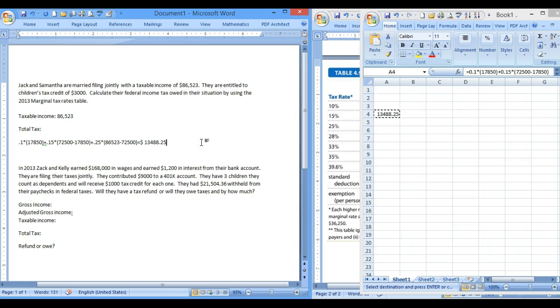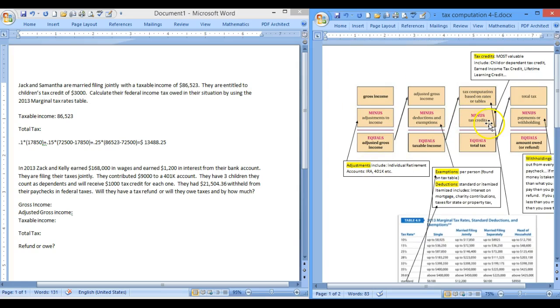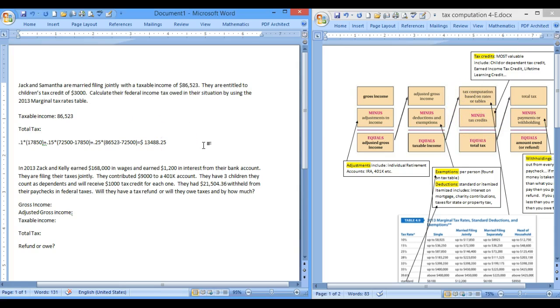There we go. Now that's their total taxes. But we're going to come back in here. Remember, after we find their taxes based on the tables, we need to subtract tax credits. We were told they have $3,000 in tax credits. So I need to subtract $3,000, which gives me 10,488.25. So that took their whole tax bill down by $3,000.